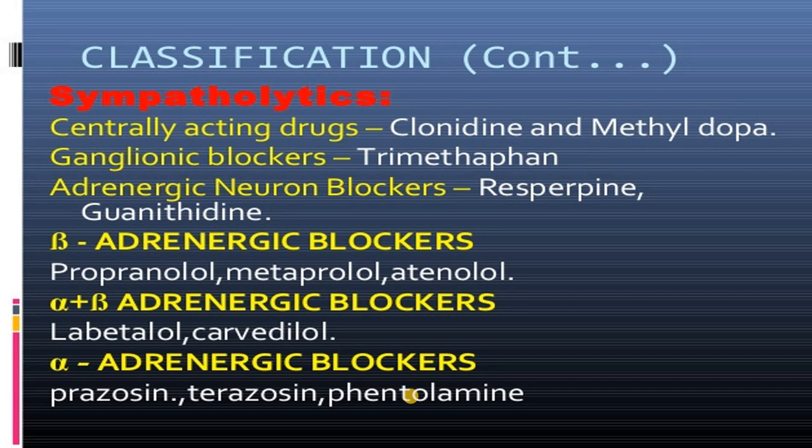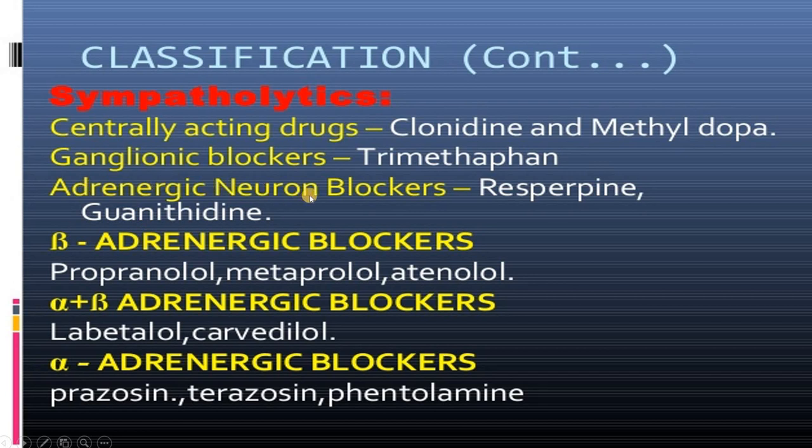First one is centrally acting drugs. These drugs are also used to improve the condition of hypertension. First are clonidine and methyldopa. Next one is ganglionic blockers. That's named trimethaphan.